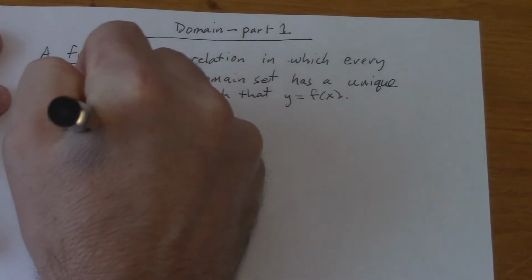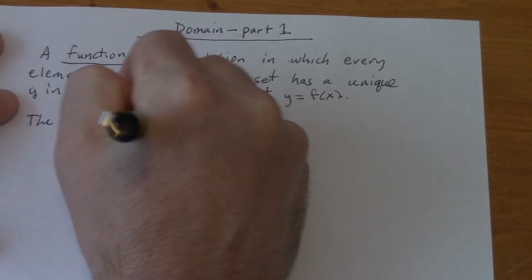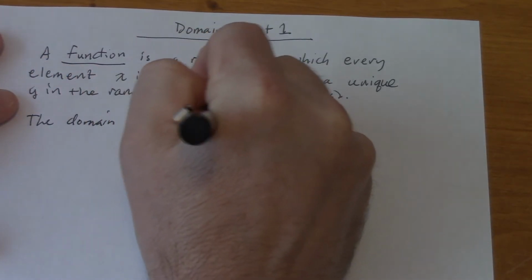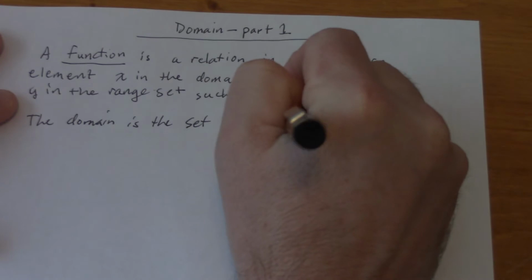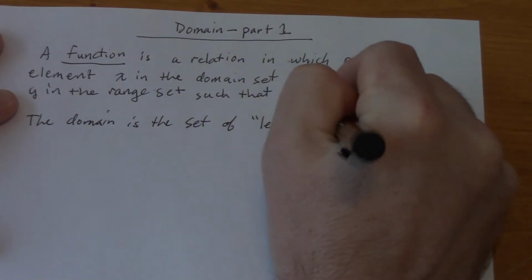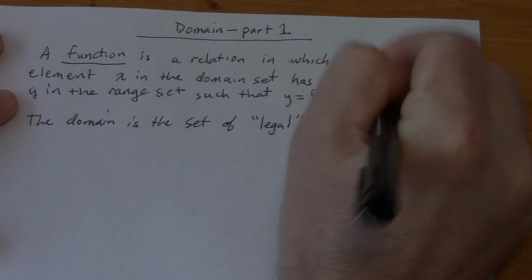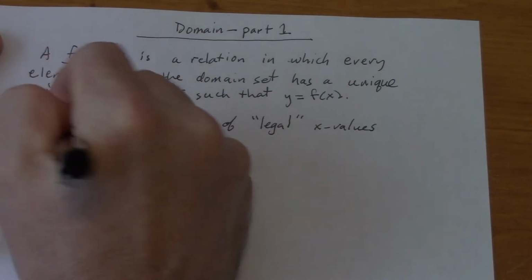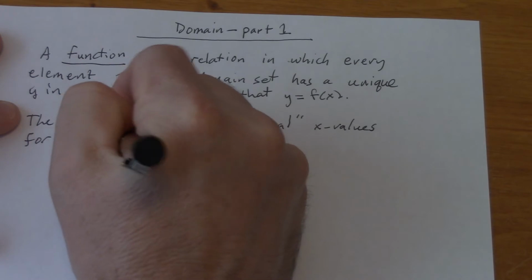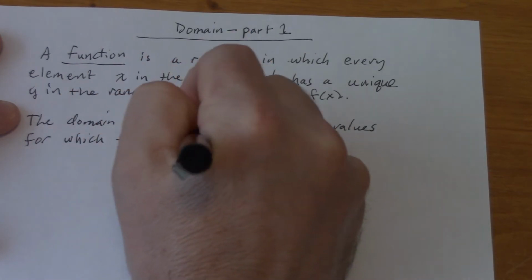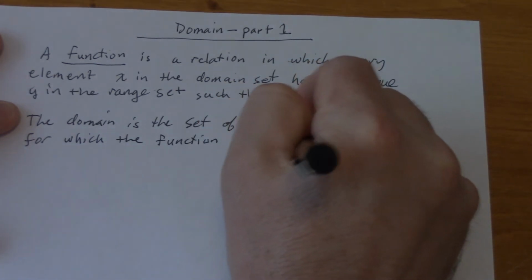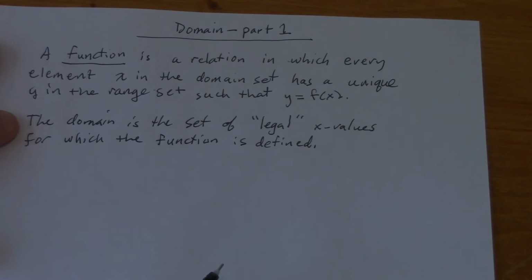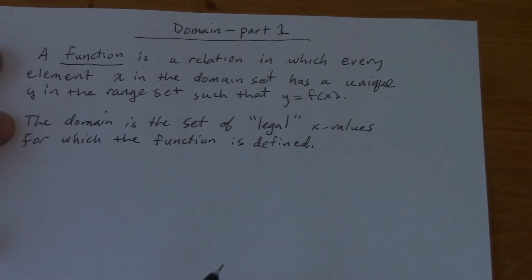So the domain is the set of, I'm going to say it this way, legal x values for which the function is defined. Okay, so what's not legal? We'll get to that in a second, but basically we need things to be defined for real numbers.